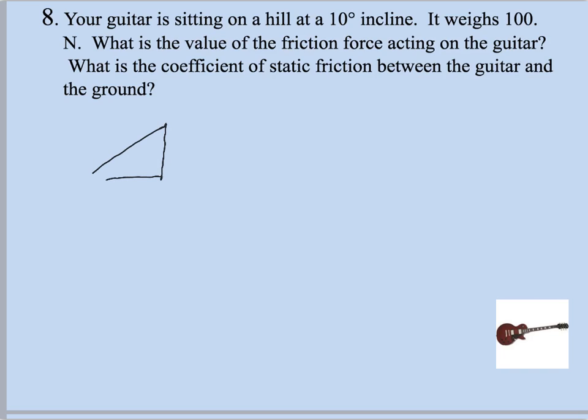And do I need to draw an actual guitar as my object? Well, you can if you want to, but usually it's just faster, it's more efficient if we draw just a box, just a rectangle or square to represent the object. So I'm just going to draw a little box here. And that represents my guitar. Put a little dot in the middle.